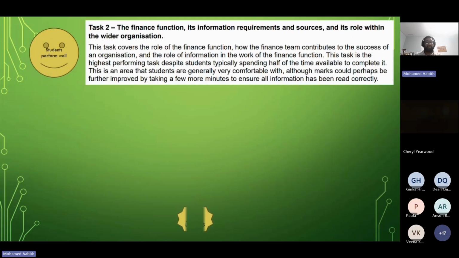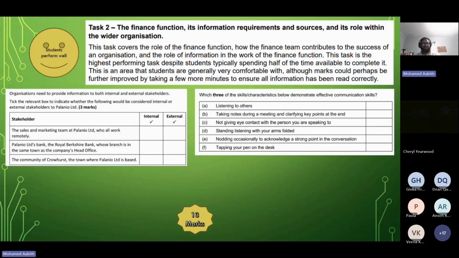In this, students also perform well. This one carries 13 marks. So look at these questions here. They're saying the organization needs to provide information to both internal and external stakeholders. You just have to realize the meaning of internal, somebody within the business, and external, anybody outside that. That's it. Straightforward.